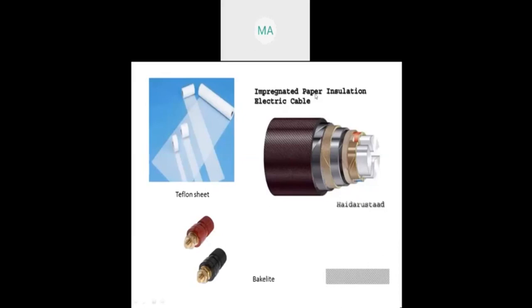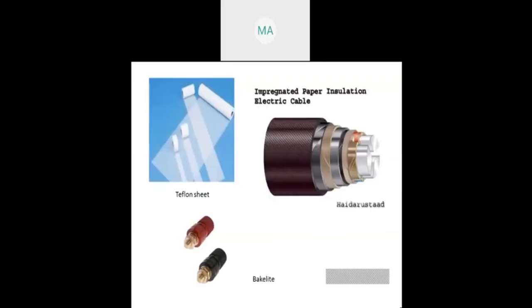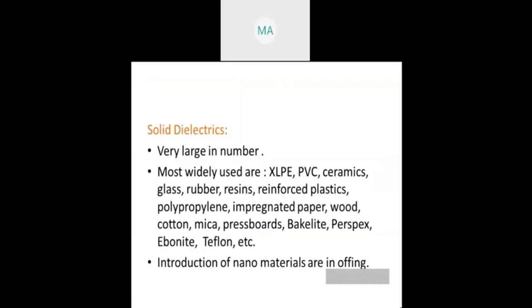Another is impregnated paper. Impregnated paper insulation is used in electric cables. Impregnated paper is nothing but paper immersed in oil, and that insulating oil is impregnated and used for the cable. These are the types of solid dielectric material.